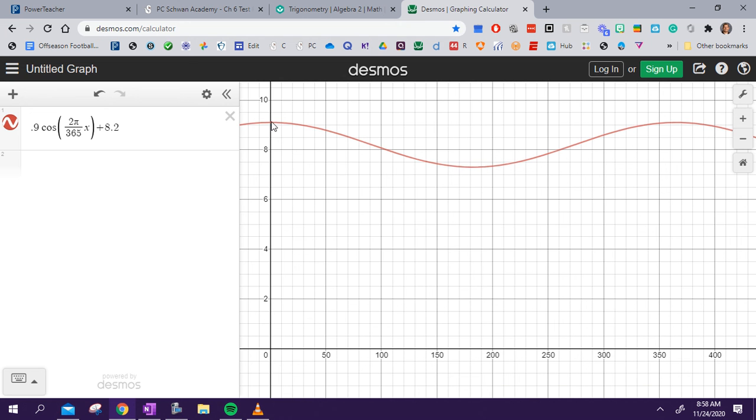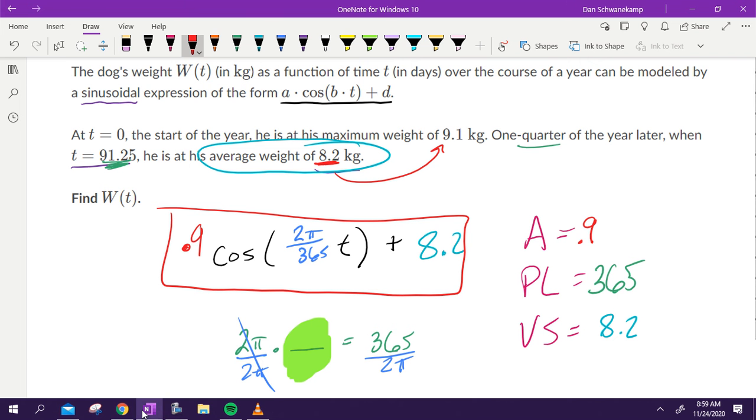Here's his weight. At the beginning of the year, he weighs 9.1 pounds. Halfway during the year, in the summer, he's getting ready for the beach. He's down to 7.3 at the midway, and then the holidays hit again, and he's back up to 9.1. Makes sense. It fits with what we wanted at 365 days. Questions on how we model? Wonderful. Let's do some more practice.